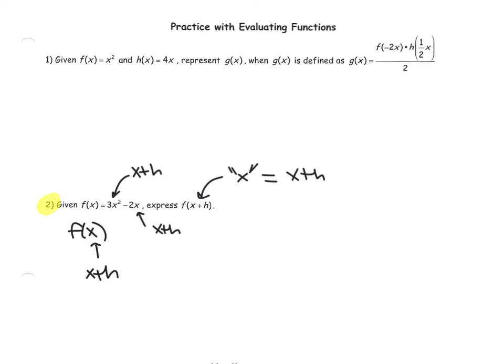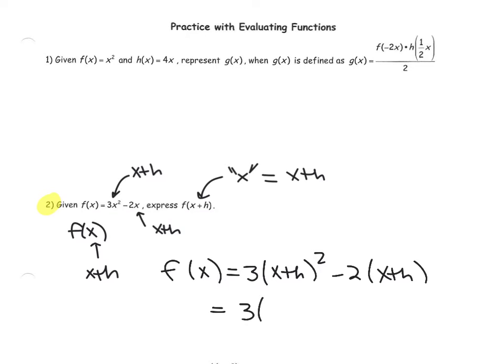The common mistake that a lot of students make is they'll write this, f of x plus h equals, and this is wrong, what I'm writing, is 3x squared minus 2x, and they'll just put a plus h at the end. Okay, that's not what this is saying. So again, we're going to replace, so now I have everything where I see an x, I'm going to rewrite it with 3 times x plus h squared minus 2 times x plus h.